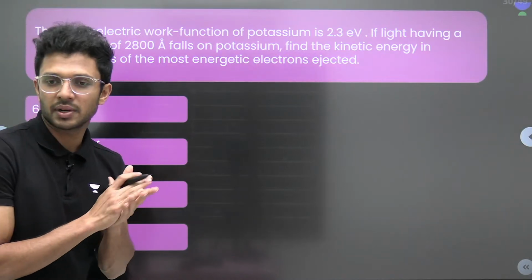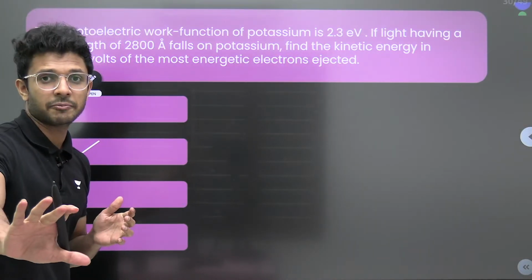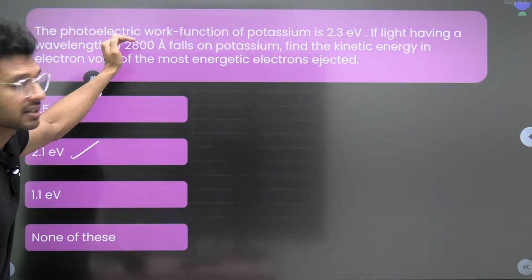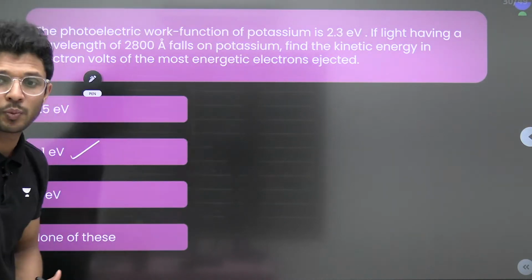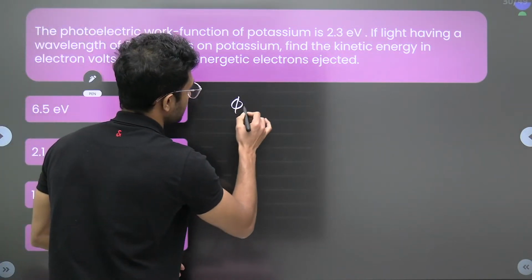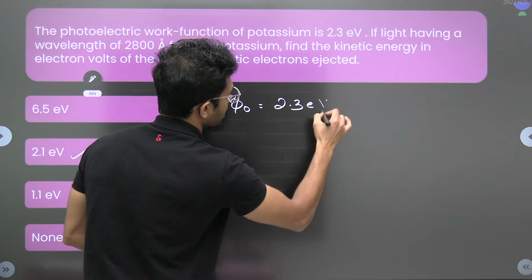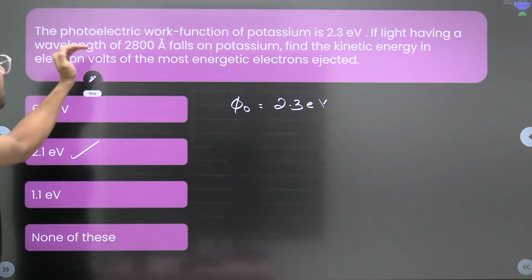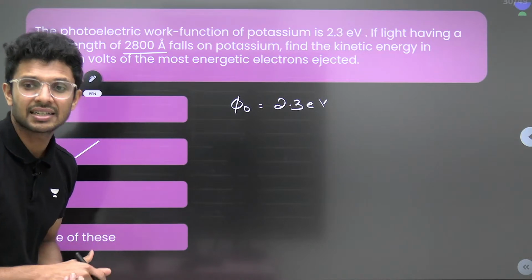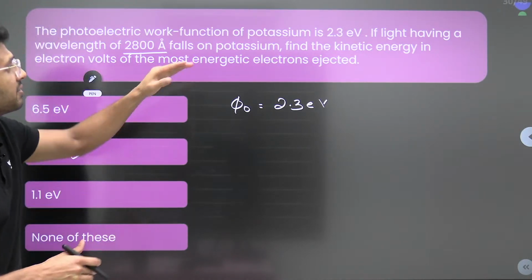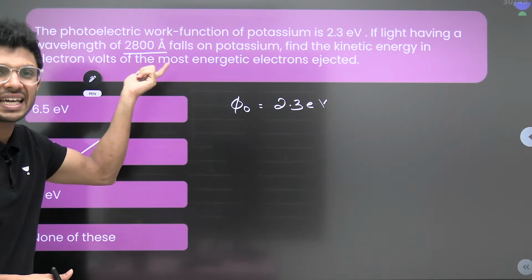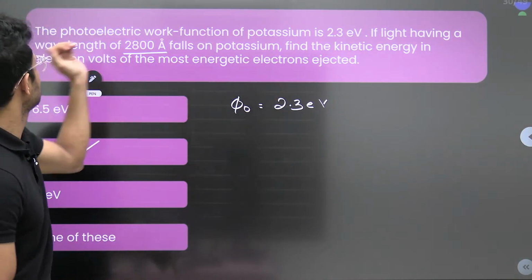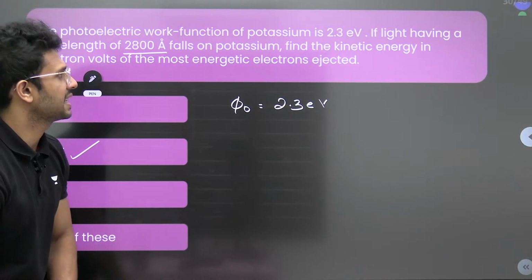I will explain how this particular question can be done, including all the concepts we have discussed. The photoelectric work function of potassium is 2.3 electron volt. What is given? The phi naught, or work function, is given in the unit of electron volt. If light having a wavelength of 2800 Angstrom falls on this potassium metal, find the kinetic energy in electron volt of the most energetic electrons ejected.